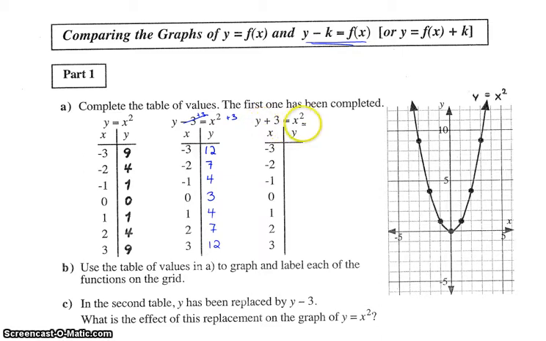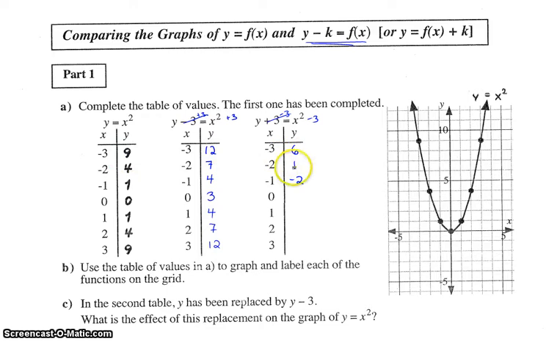Okay, let's look at this equation. y plus 3 equals x squared. Again, we're going to just move that 3 over so that we can calculate these y values. So x squared minus 3, so negative 3 squared, 9, minus 3 is 6. Negative 2 squared, 4, minus 3 is 1. Negative 1 squared, 1 minus 3 is negative 4. Wait, I did that one wrong. Negative 1 squared is 1, minus 3 is negative 2. There we go.